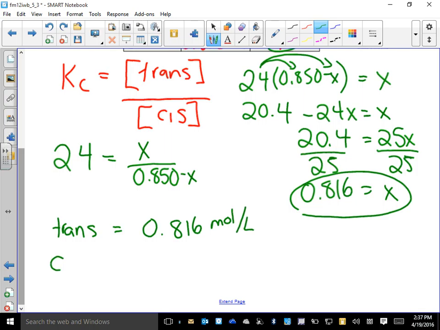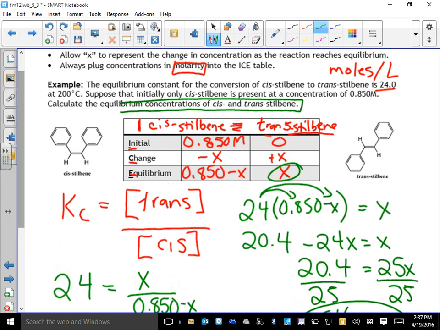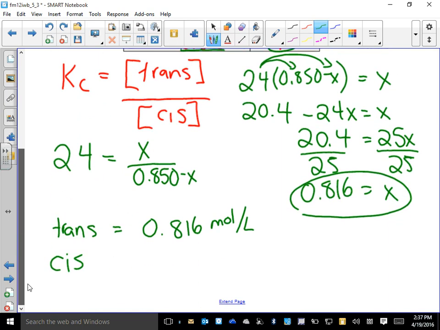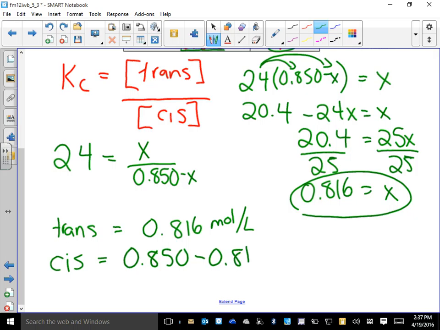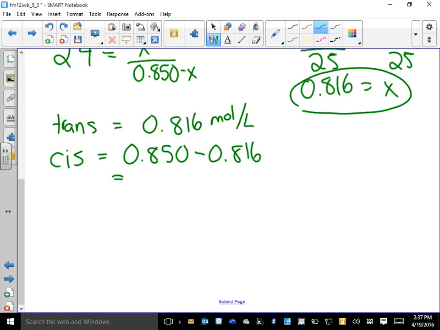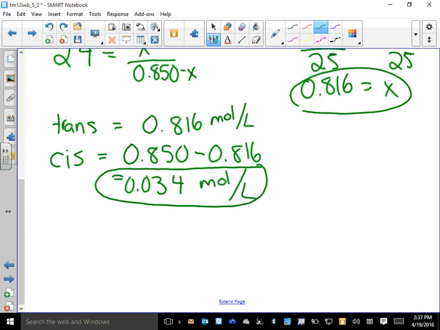But to find the cis, I have to take 0.85 and subtract x, 0.816. 0.850 minus 0.816 will give me my answer, 0.034 moles per liter. Okay, and that would be your final answer there.